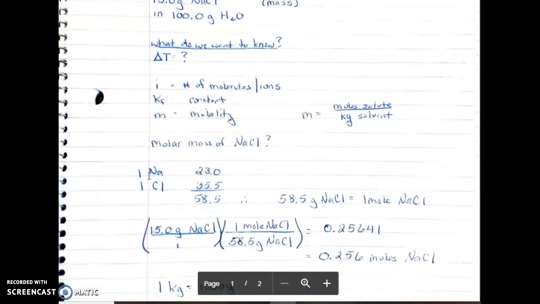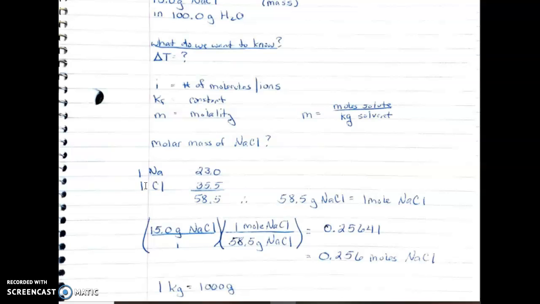We go back and we know that we have 1 atom of sodium and 1 chlorine atom. If we look at the periodic chart, the atomic mass for sodium is 23.0 AMU, and the atomic mass for one chlorine atom is 35.5 AMU. When we add that together, it's 58.5 AMU for one molecule of sodium chloride.